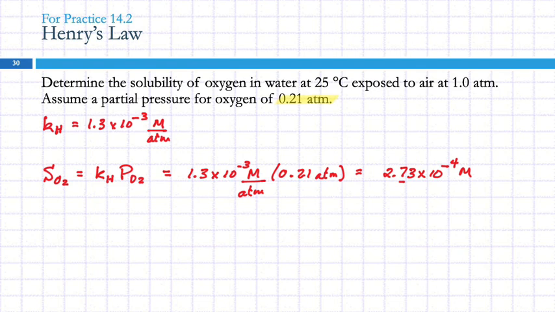So you can calculate the concentration of oxygen in water if you know the partial pressure of the oxygen above the water and the temperature.